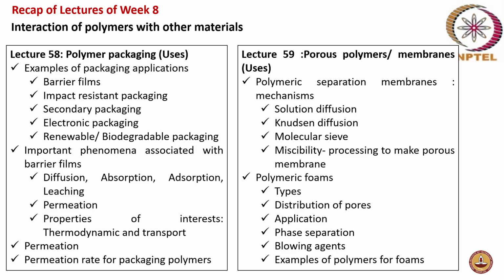So this was discussed. And then miscibility processing to make porous membranes was discussed. And then there was a discussion on polymeric foams, different types of polymeric foams. For example, open cell foam, closed cell foam, and then distribution of pores. It can be a uniform distribution, or it can be a non-uniform distribution also, right? More pores concentrated in one area, whereas in another area there are fewer pores or no pores also.